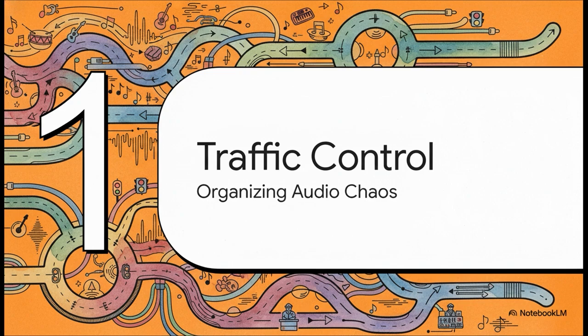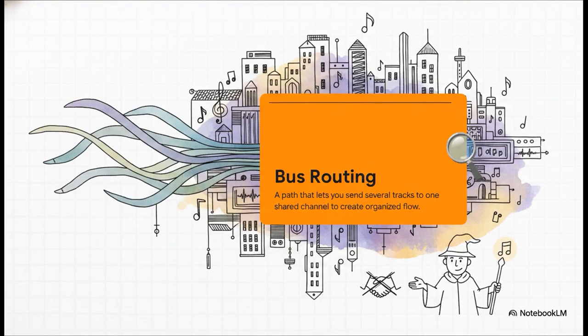Mixing is traffic control, turning audio chaos into organized flow. You see, a truly great mix isn't just about endlessly tweaking sounds. It's actually about becoming a master of traffic control. Let's start with a really clear definition here: bus routing. I know it sounds kind of intimidating and highly technical, but honestly, it's simply a path that lets you send several tracks to one shared channel. It creates these little musical neighborhoods that all flow smoothly towards your main mix. And that's literally it. There's no magic involved. It's not some secret studio handshake reserved for elite engineers. It's just a smarter, way more organized way to structure your sound.